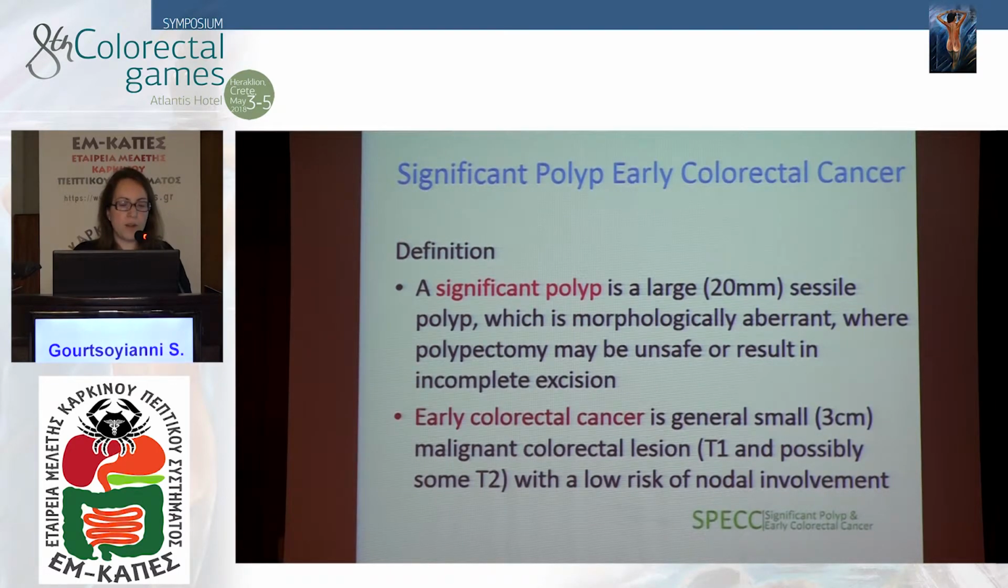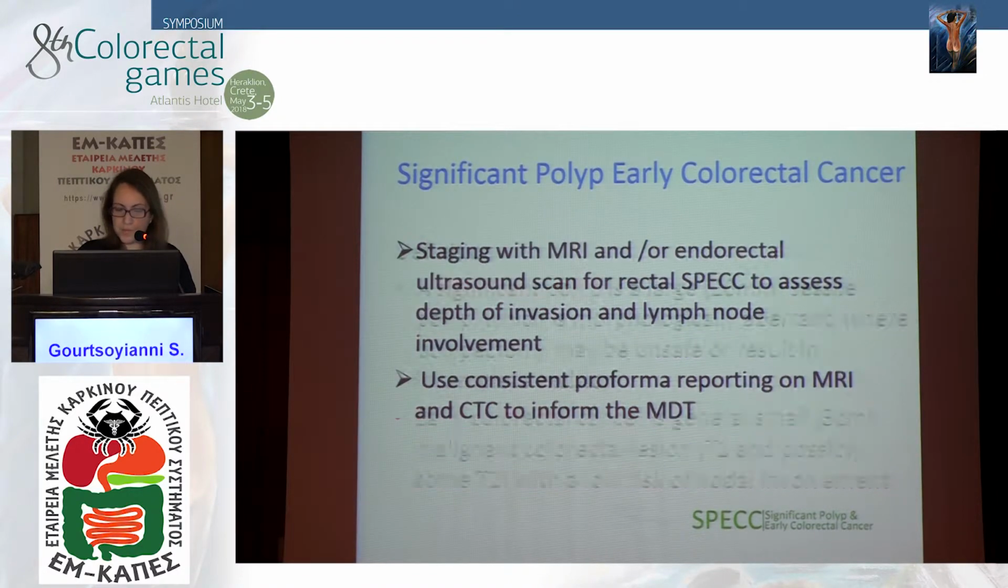A significant polyp is defined as a large sessile polyp which is morphologically aberrant and where polypectomy may be unsafe or result in incomplete excision, while an early colorectal cancer is generally a small cancer of T1 or T2 stage with a low risk for nodal involvement.